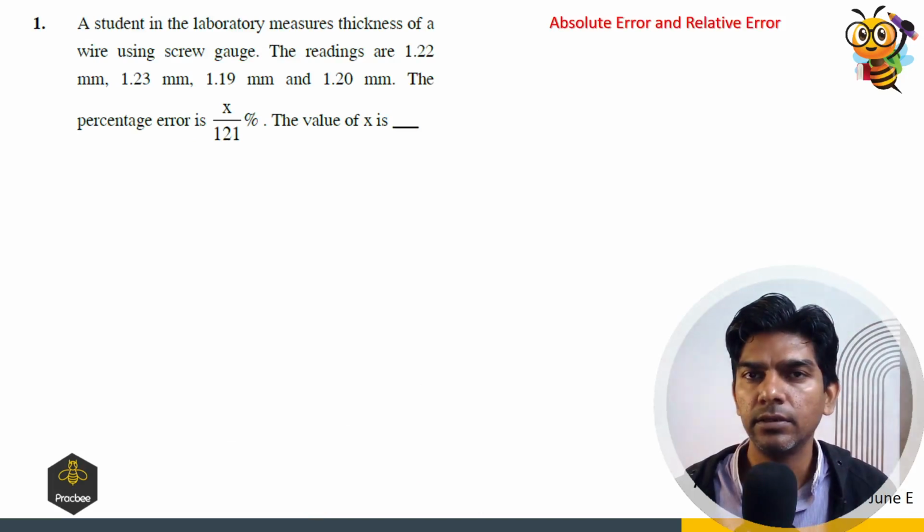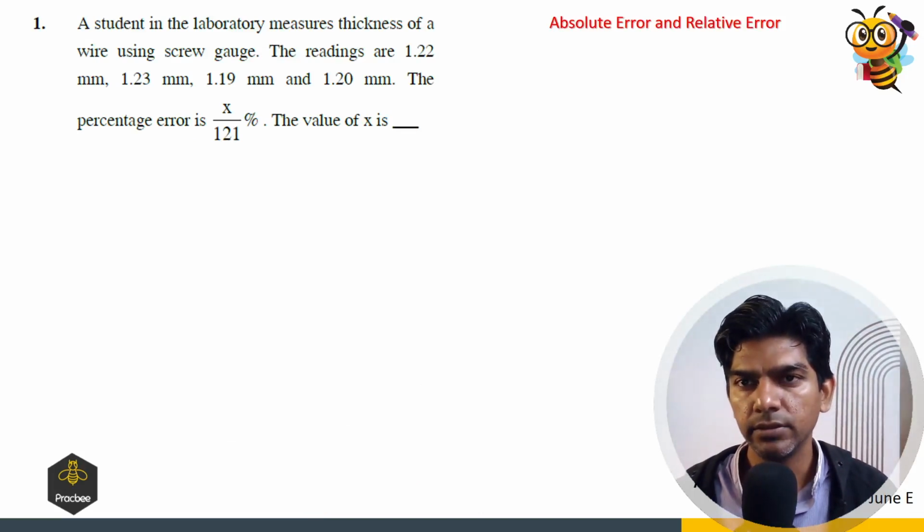Now let us see the next problem type, which is based on errors. So first let us see what is absolute error and what is relative error. So let us see this illustration, and from this illustration I will explain what we mean by absolute error and relative error.